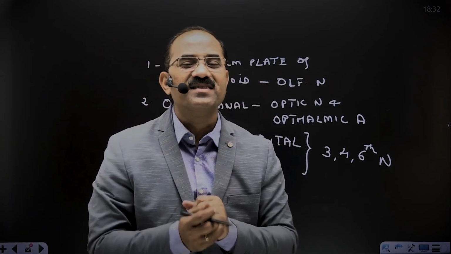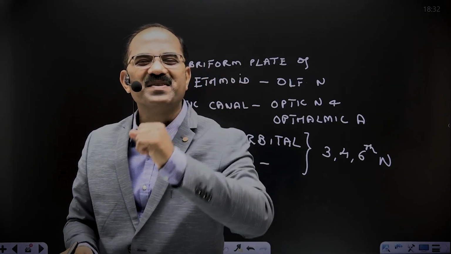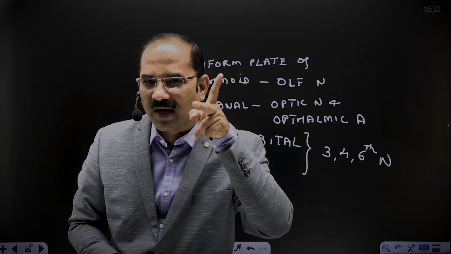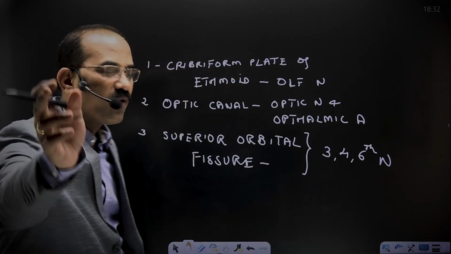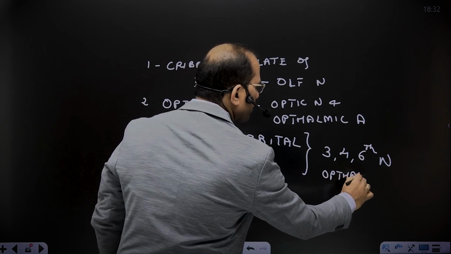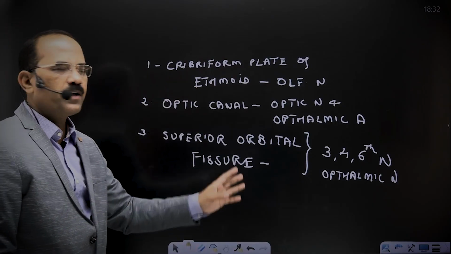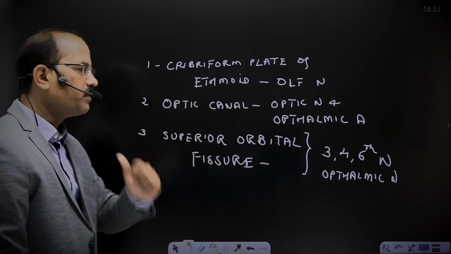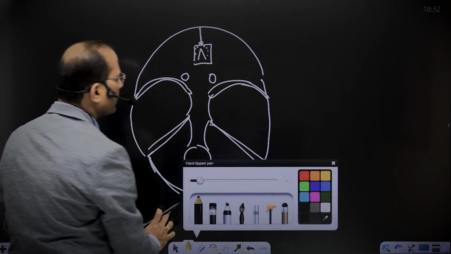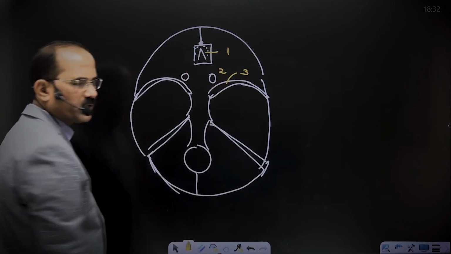And students, there's a sensory nerve supplying the eye. Who's that? Any guesses? We have got 3 divisions of the trigeminal nerve: ophthalmic, maxillary, mandibular. So who's this? The ophthalmic division of the trigeminal nerve. So clear? Through the superior orbital fissure passes the 3rd, 4th, 6th and the ophthalmic division of the trigeminal nerve. Let me just label this for you, students. That's number 1, that's number 2, and that's number 3. So we've done with the anterior cranial fossa.